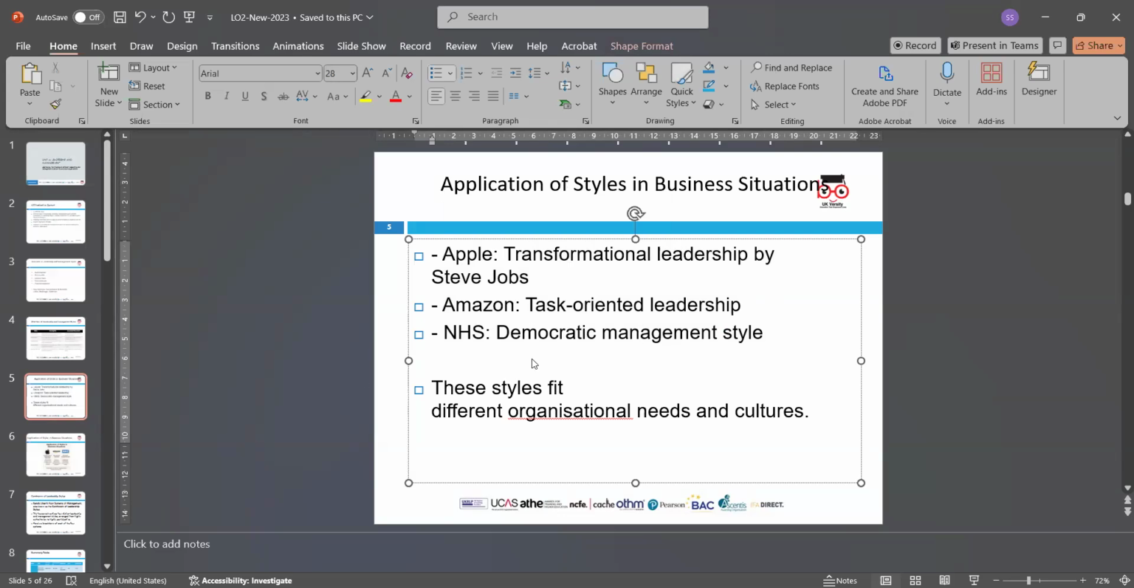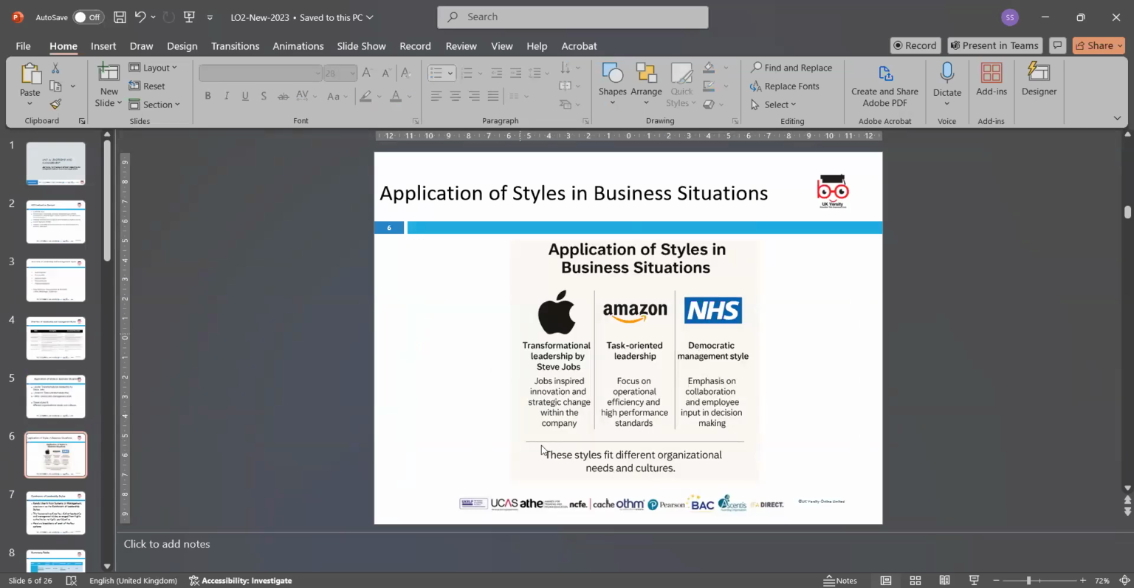So there are different factors you need to consider: needs and culture of the organization. After considering these things, you need to decide what kind of leadership style is more suitable for a certain organization. Democratic management style in NHS, why are we using that one? Because their focus is on collaboration and employees' input in decision making.